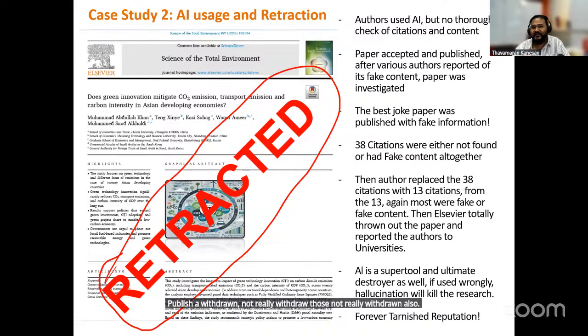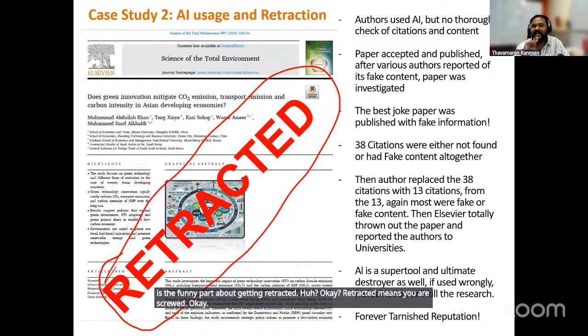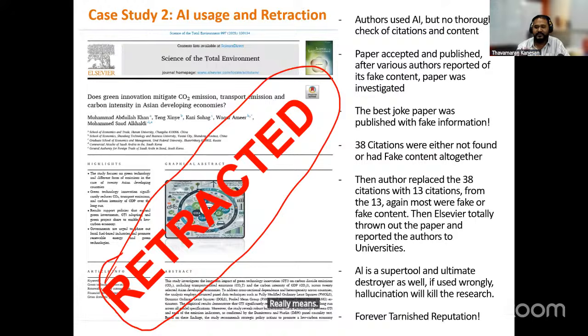This is the funny part about getting retracted. Retracted means you are screwed. There is no other word that can replace that. It literally means you are screwed. It's accepted and published. This is a published paper.